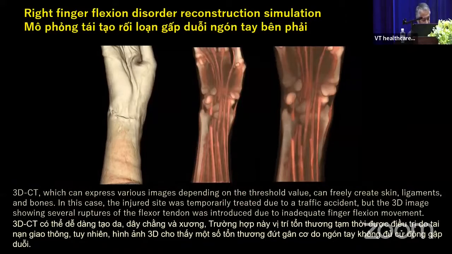A 3D CT which can express various images depending on the threshold value can freely create skin, ligament, and bone. In this case, the injury site was temporarily treated due to a traffic accident. But the 3D image showing rupture of the flexor tendon was introduced due to inadequate finger flexion movement.